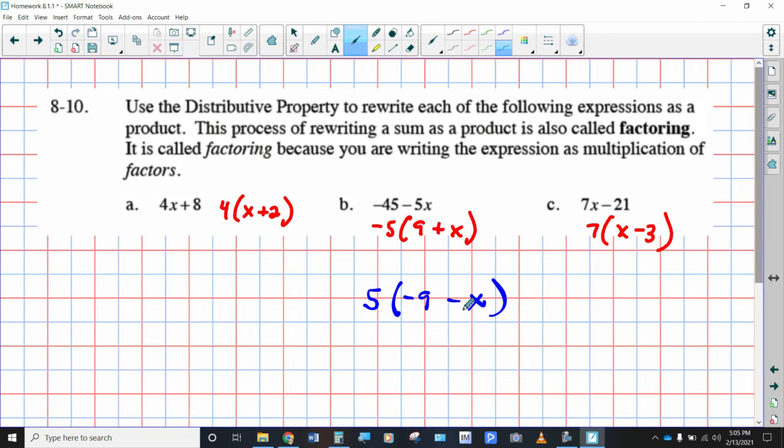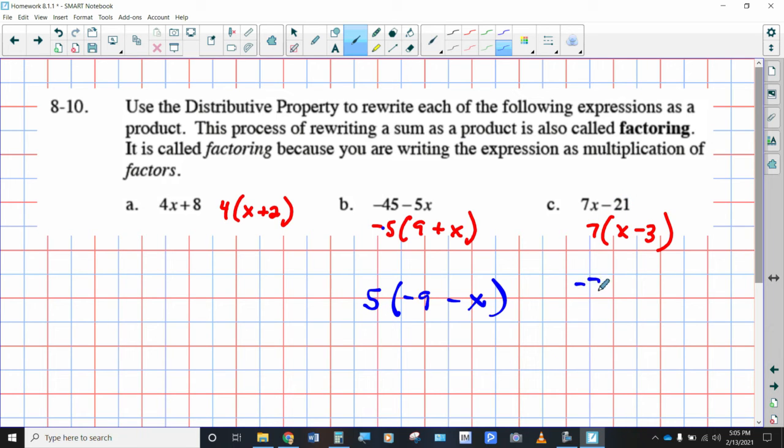Generally, I would like to have a clean expression on the inside. And by clean, I mean I don't want too many negative signs. I would tend to do this and divide these two terms by negative 5. Here, you've got 7 and negative 21. I'm going to go ahead and take out the 7. So it becomes 7 times x is 7x, and 7 times 3 is 21, and there's a minus sign there.